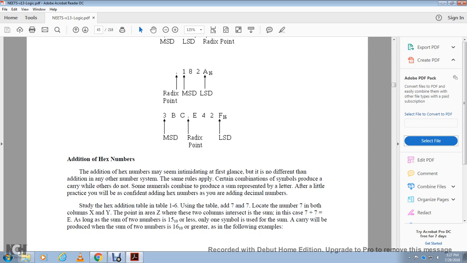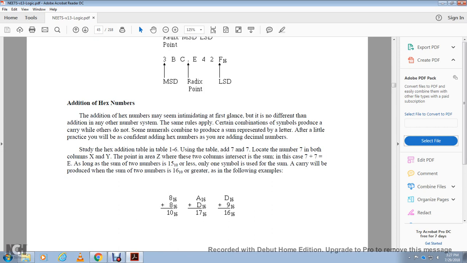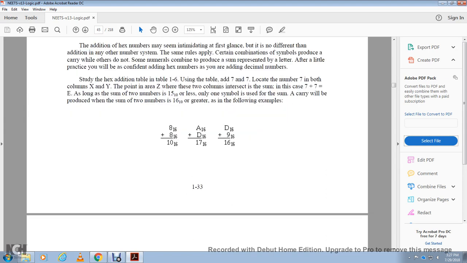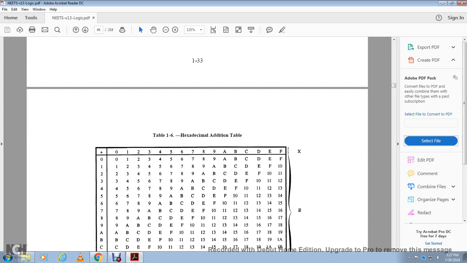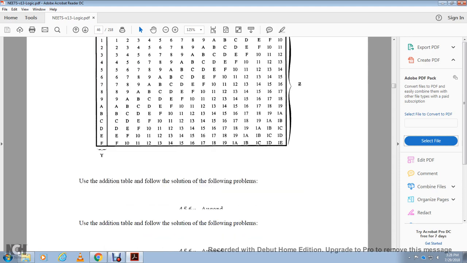A carry will be produced when the sum of the two numbers is 16 in base 10 or greater. In the following example, 8 in base 16 plus 8 in base 16 is 10 in base 16. A in base 16 plus 7 in base 10 is 17 in base 16. And then it shows the X and Y columns and the Z column, addition.